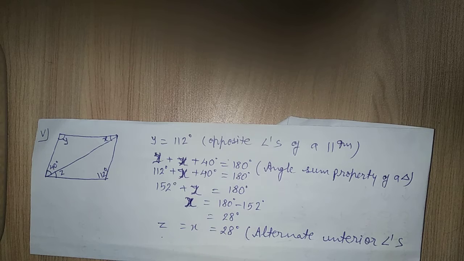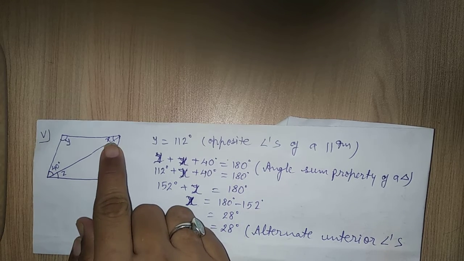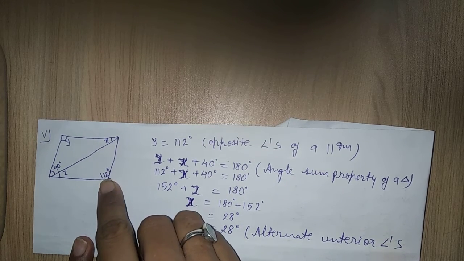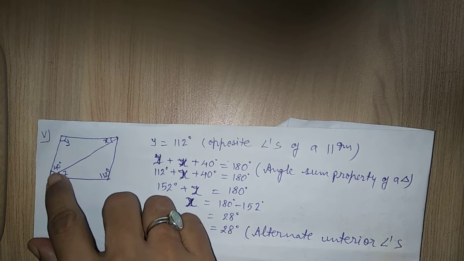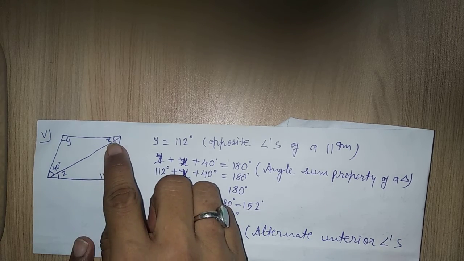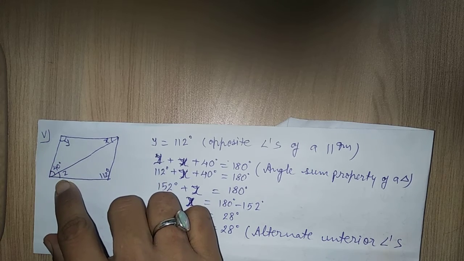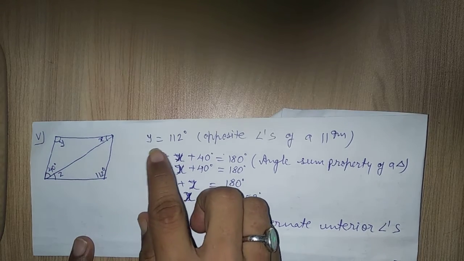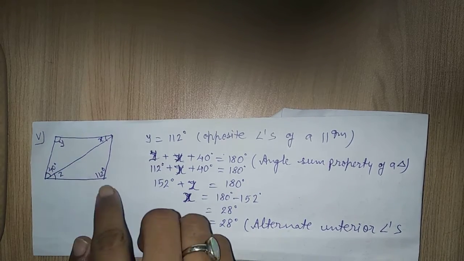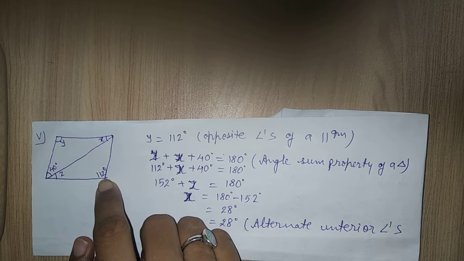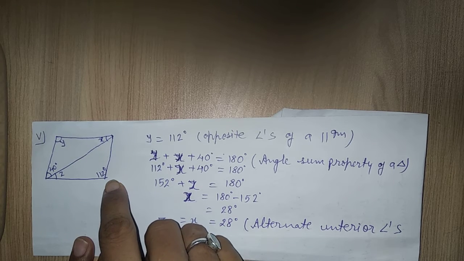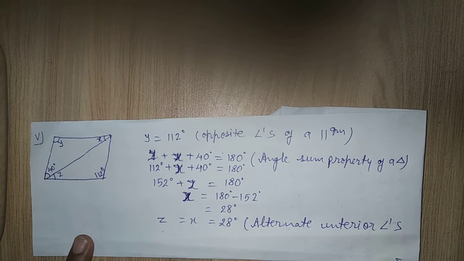Fifth part of question 2. In this figure, this angle is of 112 degree and this angle is of 40 degree. We have to find out value of x, y and z. So here first we will find value of y. Y is equal to 112 degree, because in a parallelogram opposite angles are equal, so y is equal to 112 degree.